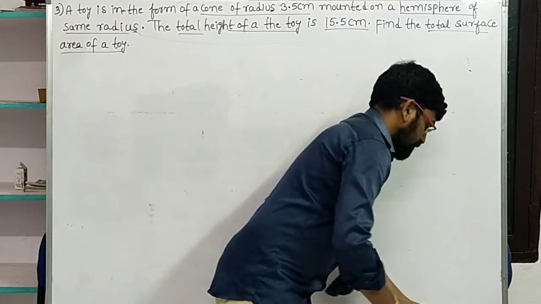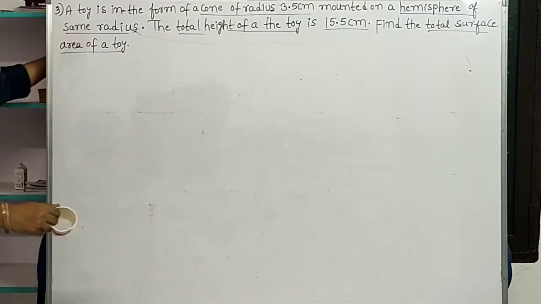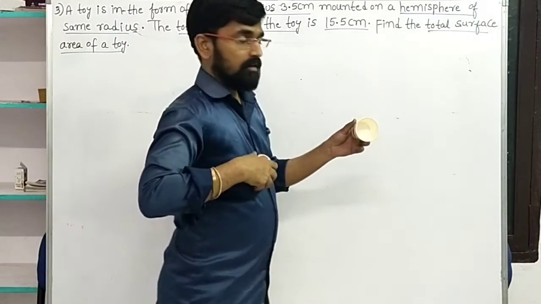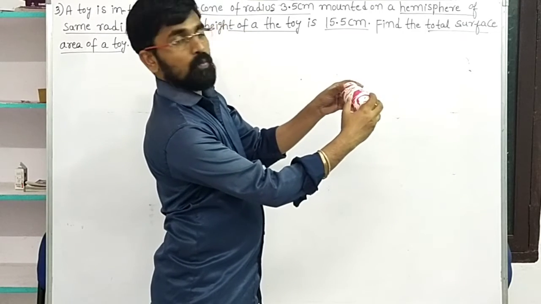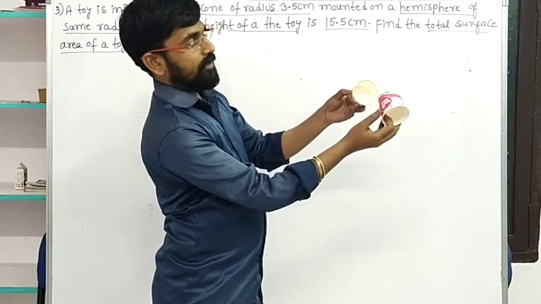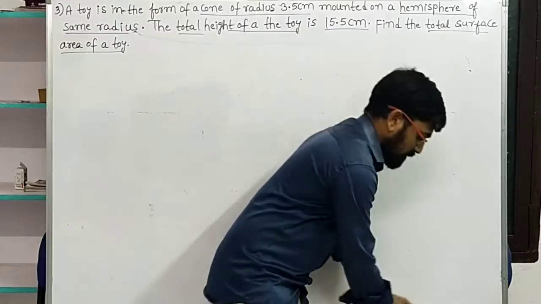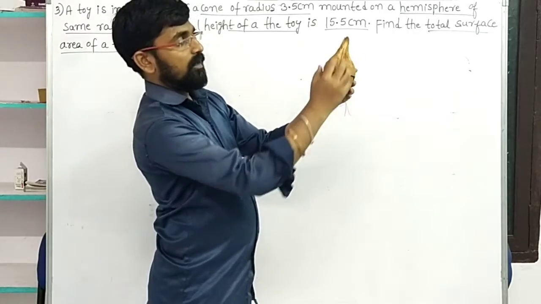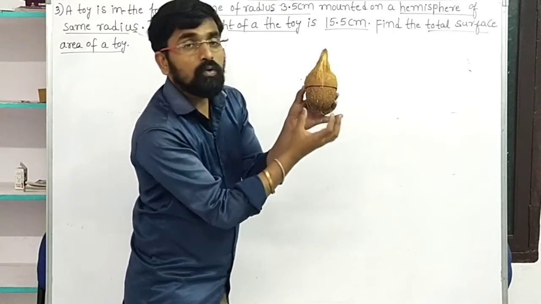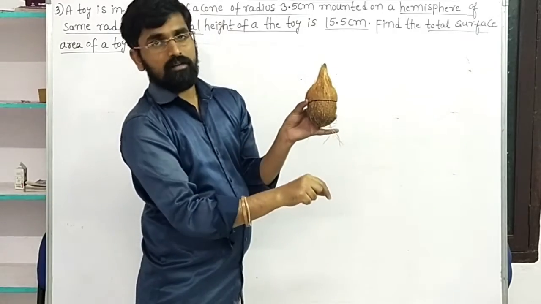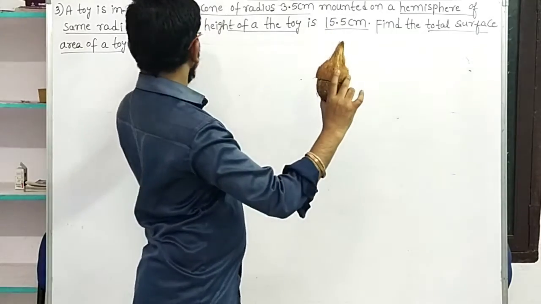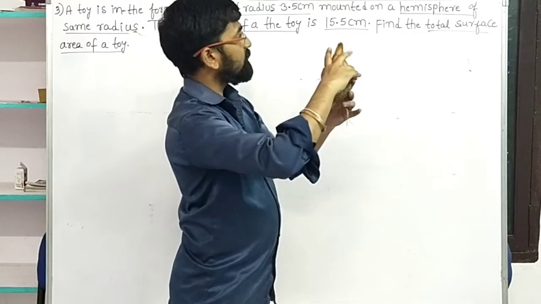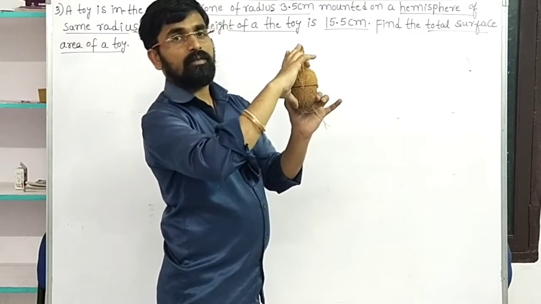See here, I'm taking another one. Here it is the same radius. Does it go inside? No. If it is a smaller radius only, it goes inside. Here the radius is the same now, so it doesn't go inside. So it will be the height of the toy. Total height is given as 15.5 centimeters.